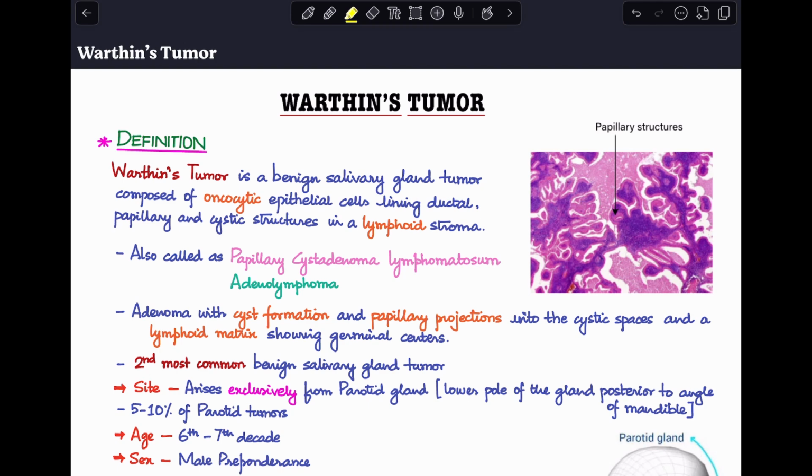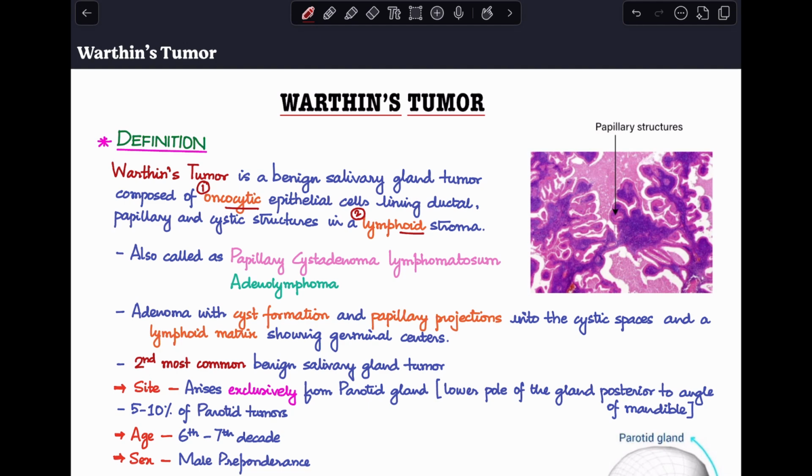Okay, so let's get started. So, what is Warthin's tumor? Warthin's tumor is a benign salivary gland tumor which is composed of two important elements. The first element is oncocytic epithelial cells which line the ductal, papillary, and cystic structures. And the second component is that this lies in a lymphoid stroma. These two specific characteristics define Warthin's tumor.